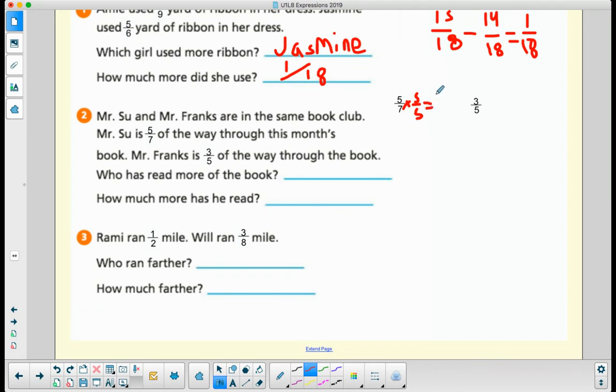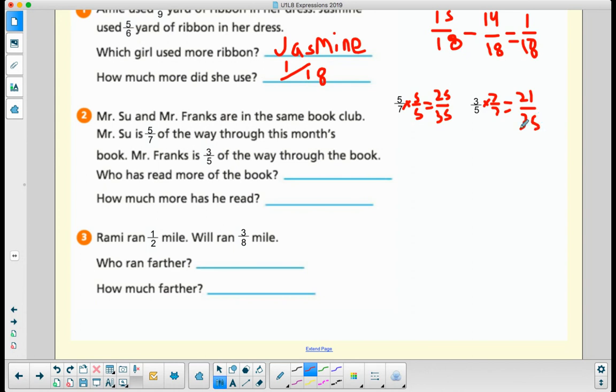And get 25/35ths. And on this fraction, I just use the other denominator, 7, as my multiplier to get 35ths. And that is a method that does always work. Just so you know, you can always do that. It's just not always efficient. Like the one before, it wouldn't have been efficient.